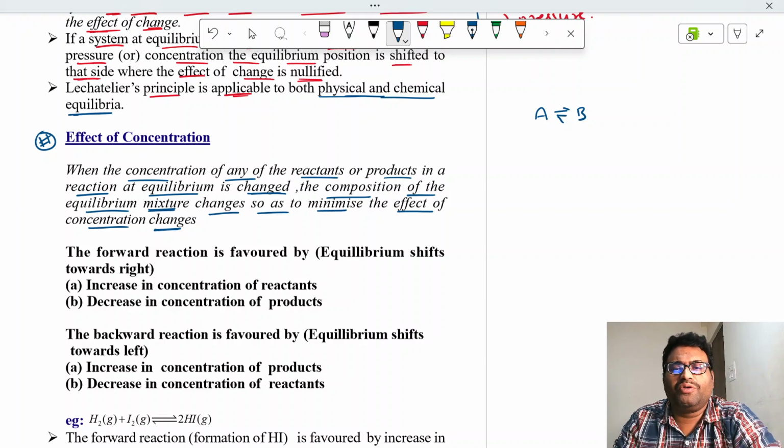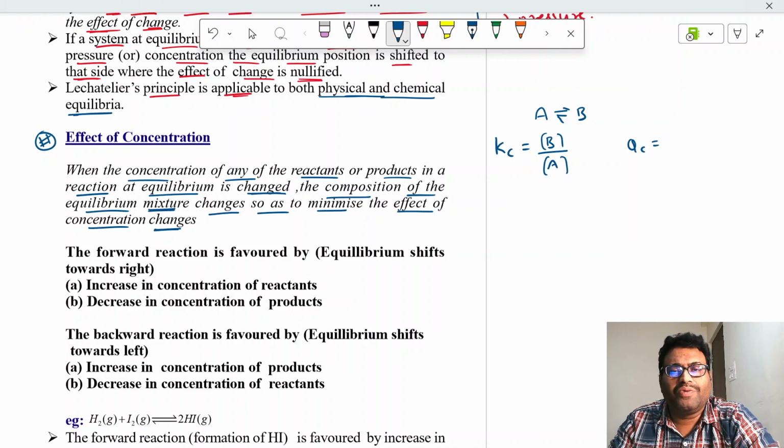So now what will you write for Kc? Kc is equal to the concentration of the product by the concentration of the reactant. What will you write for Qc? Qc or Q, what is that? Reaction quotient. This is also written as concentration of B by concentration of A, right?